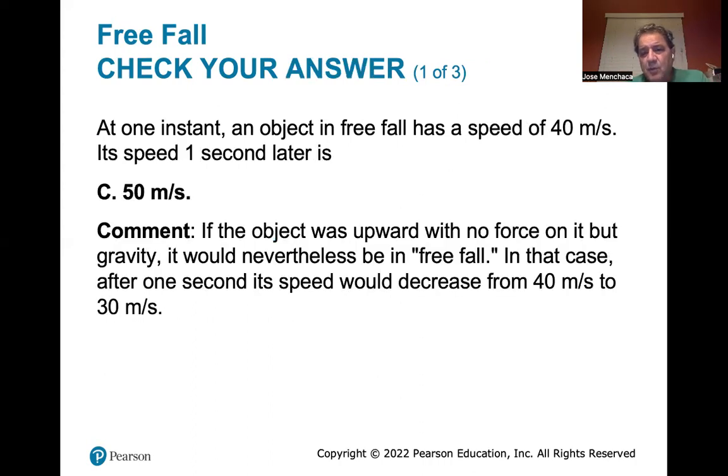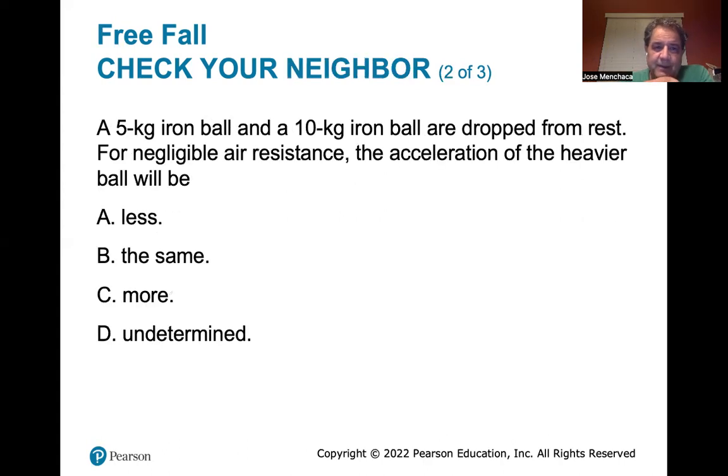If the object was moving upward with no force on it but gravity, it would nevertheless be in free fall. In that case, after 1 second, its speed would decrease from 40 meters per second to 30 meters per second. In other words, you have 40 meters per second, but the gravitational acceleration is downward, so it's going to decrease it by 10, and it'll be 30 meters per second.